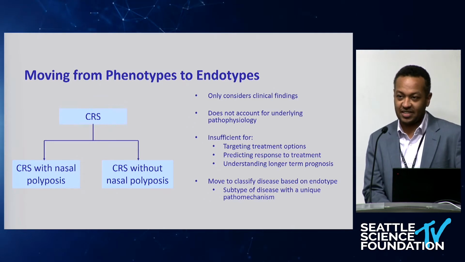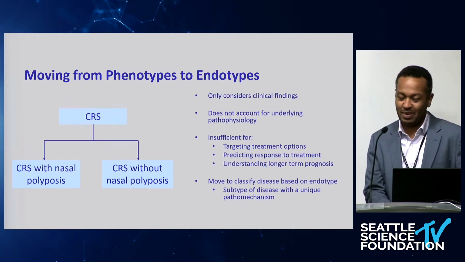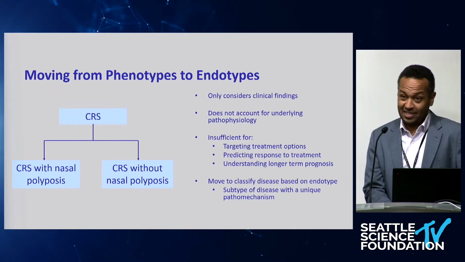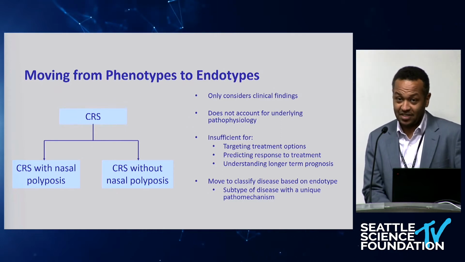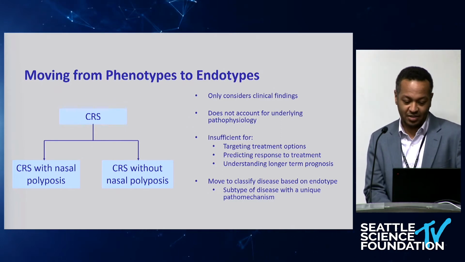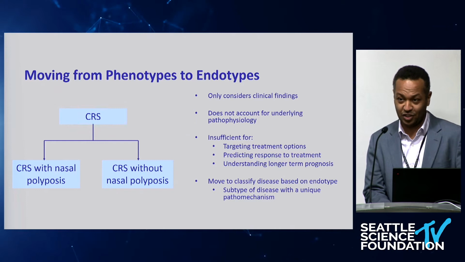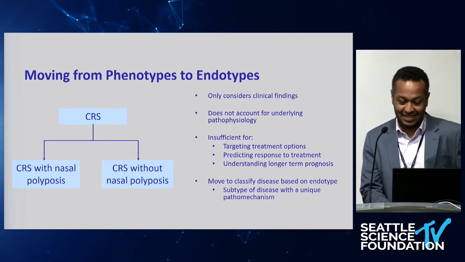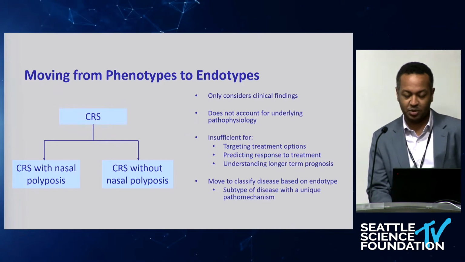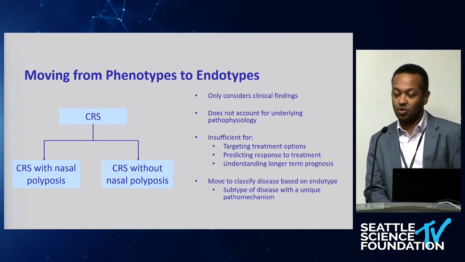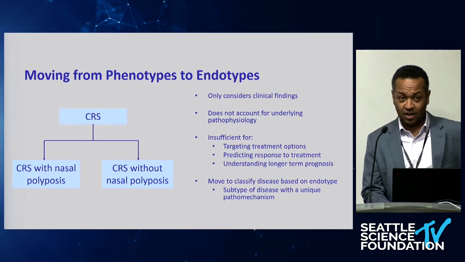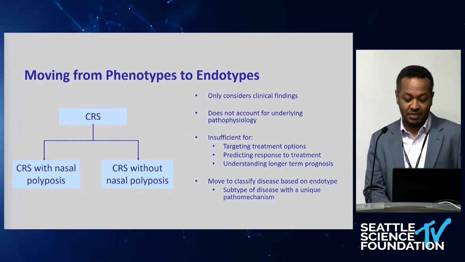Traditionally, chronic rhinosinusitis has been stratified into this kind of binary division based entirely on phenotype, entirely on that nasal endoscopic exam, into those with and without nasal polyposis. And the issue that's increasingly come to the fore is it doesn't really account for any of the underlying pathophysiology. It's been shown time and again that this is insufficient for targeting treatment options, predicting how well a patient's going to do on treatment, and understanding over the long term how they're going to manage with their disease.